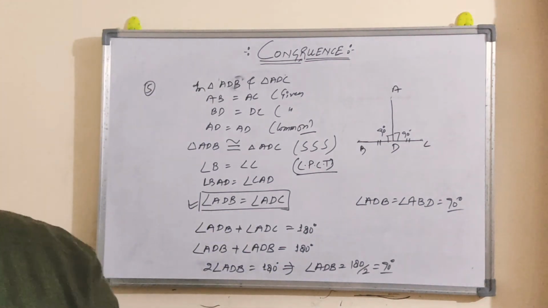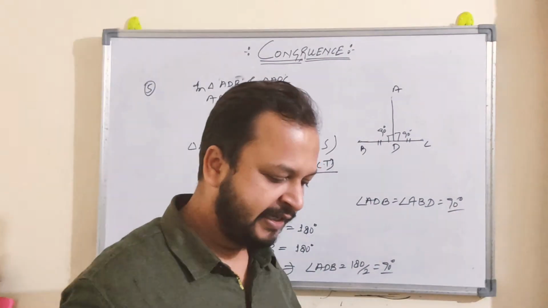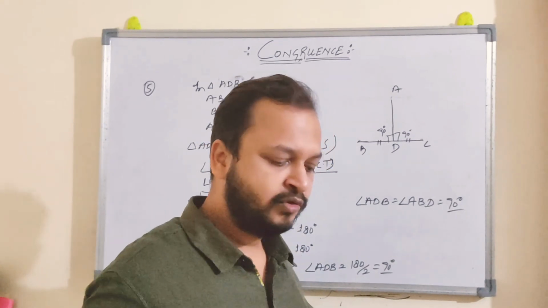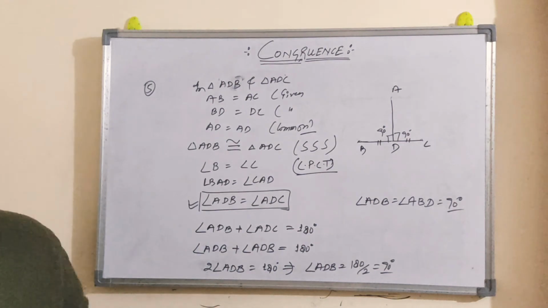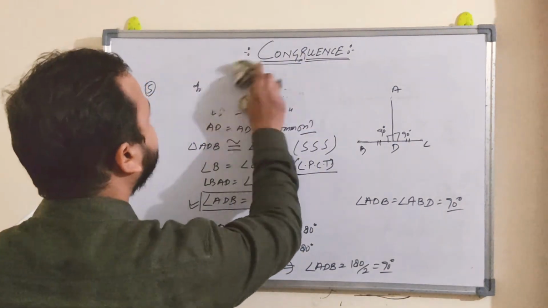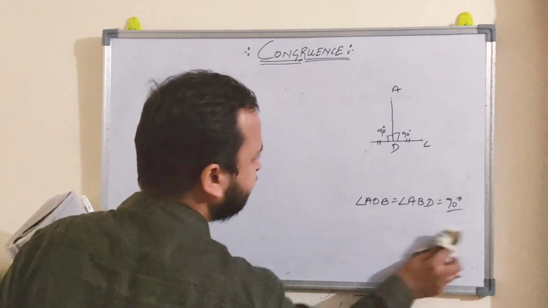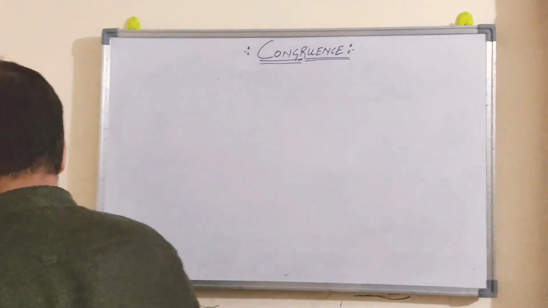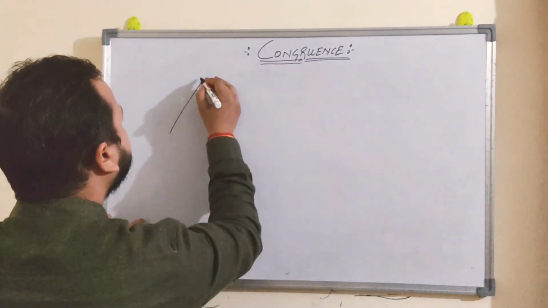Come to question number 6. In question number 6, you have to prove that triangle ABC is an isosceles triangle. So first you have to prove that these two triangles are congruent, and after that by CPCT you can say that this triangle is isosceles. The figure is given like this.